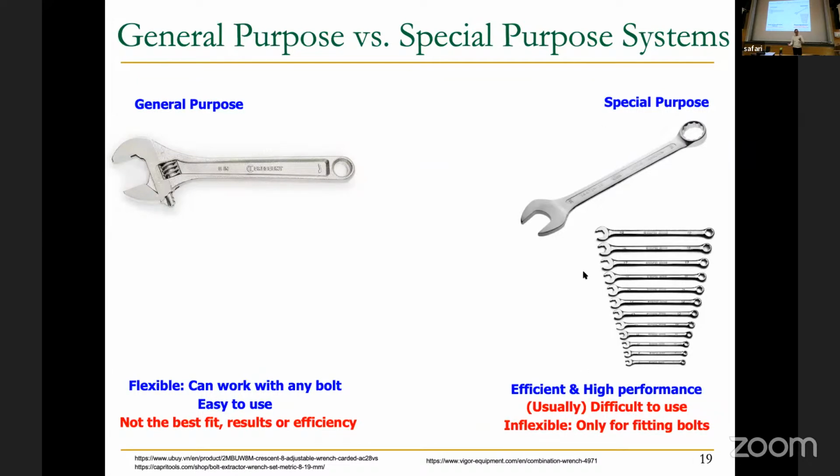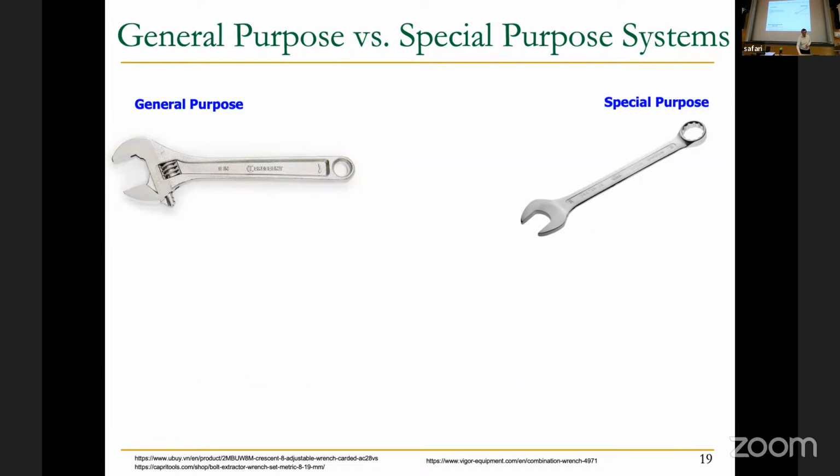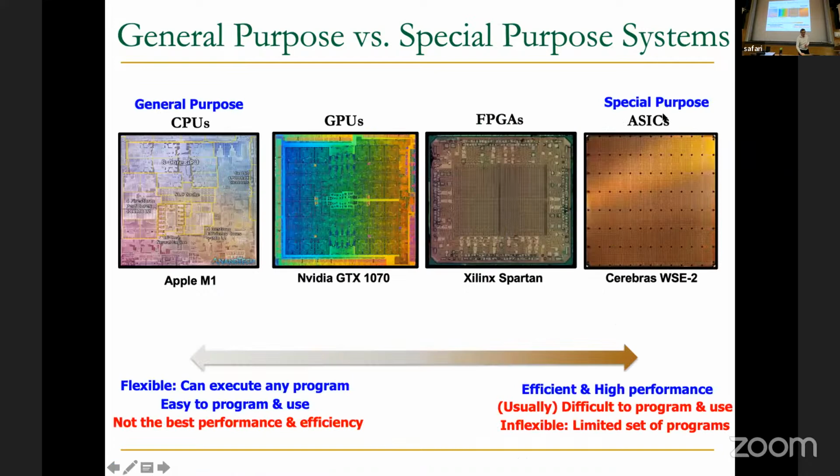So I think that's a very good distinction between a general purpose CPU on the left and a special purpose ASIC on the right. And actually, with ASICs, if you really want to cover the space of many important applications, you need to build different ASICs, right? It's very similar to different special purpose wrenches.